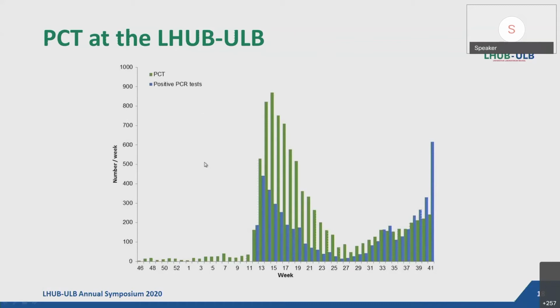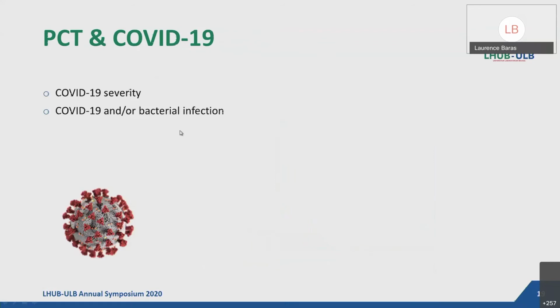So it looked like PCT is interesting for our clinicians following the patients with COVID-19. And what can be found in the literature about that? Actually, not that much. First of all, PCT is a marker for COVID-19 severity, and secondly, it might be interesting to make the differential diagnosis with bacterial infection or to detect maybe secondary bacterial infections.